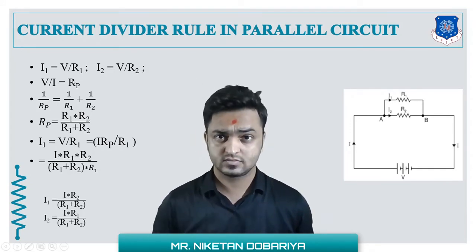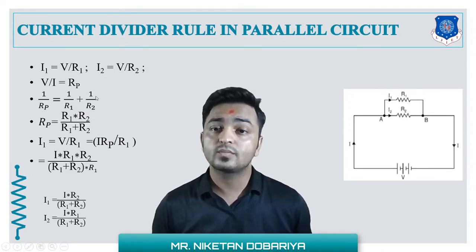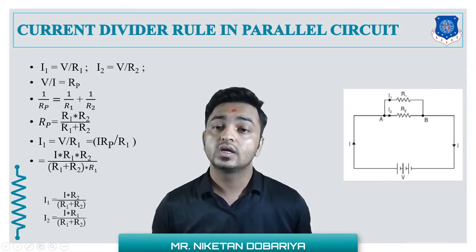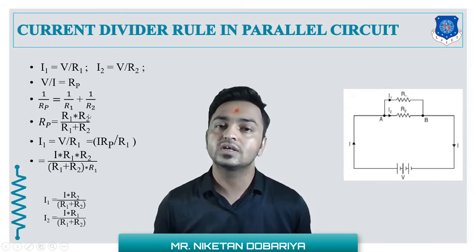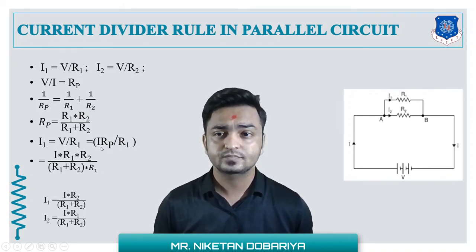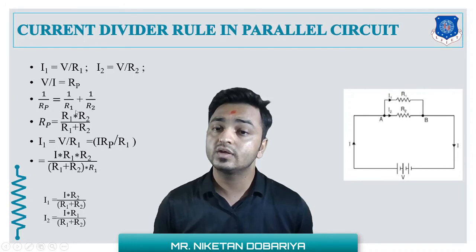And what is Rp? We previously derived that 1 upon Rp is equal to 1 upon R1 plus 1 upon R2. Based on that, if you derive Rp, it is going to be R1 into R2 divided by R1 plus R2. That is a simplification of this equation. Now we have the equation I1 equals V by R1. If you put in the value of V, which is I into Rp, we will have I into Rp by R1, where the value of Rp is this term.